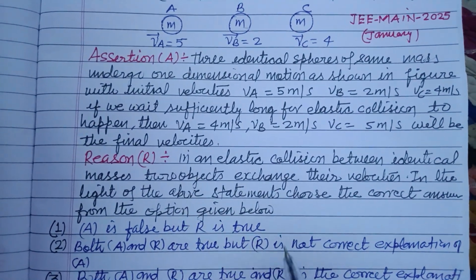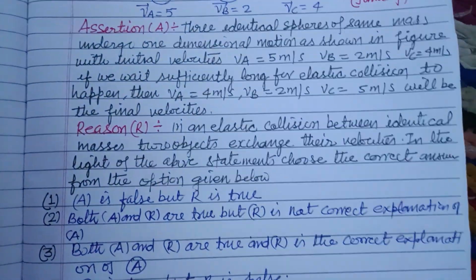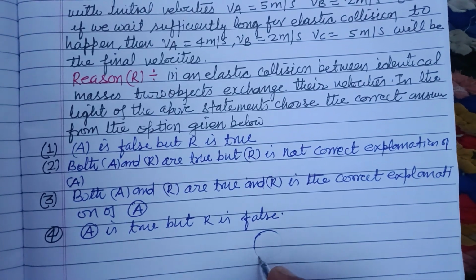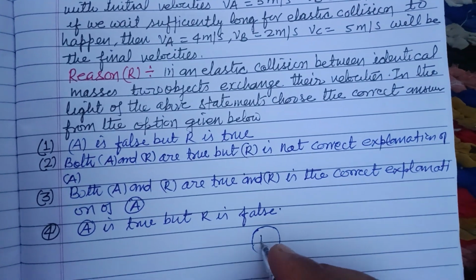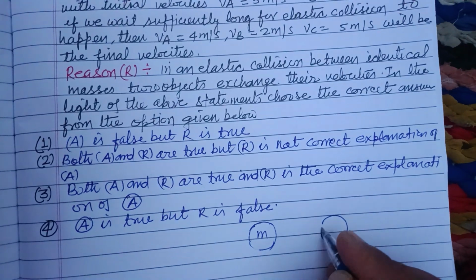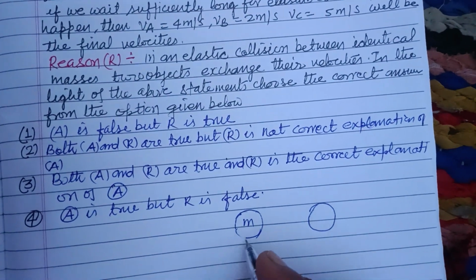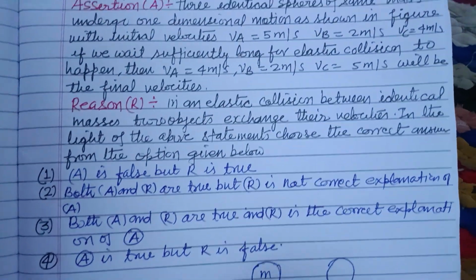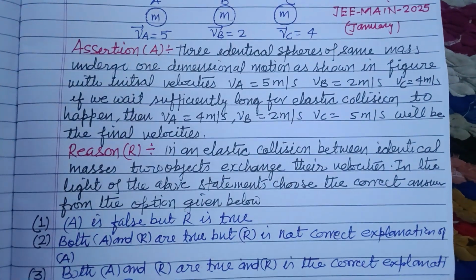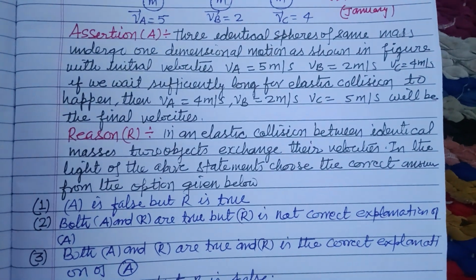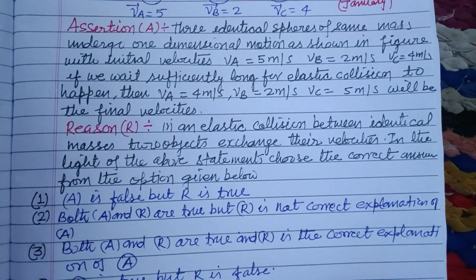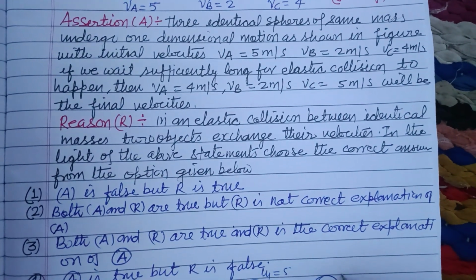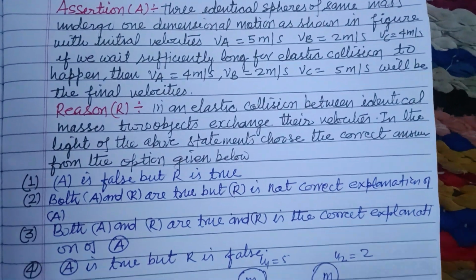So students, you have studied that when two identical masses m and m collide with each other, their velocities exchange after collision. So first we take two identical masses A and B, and their initial velocities u1 is 5, u2 is 2.